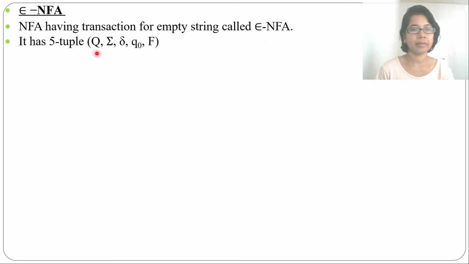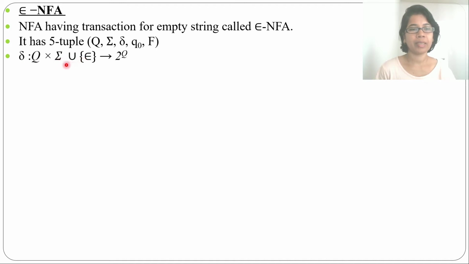It has a 5-tuple: Q, sigma, delta, Q0, F. You already know what these are. Q is the set of states, sigma is the alphabet, delta is the transition function, Q0 is the start state, and F is the final state. Here, what is different is the transition function. So delta: Q cross alphabet union epsilon.